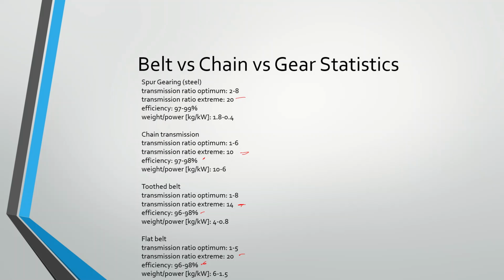Power to weight ratio, gear is the best. A tooth belt would be the next best, followed by a flat belt, and your worst is going to be your chain, which will be as expected.